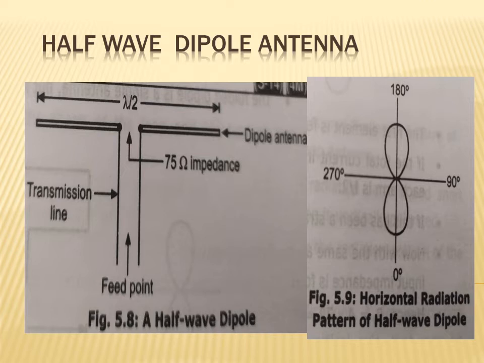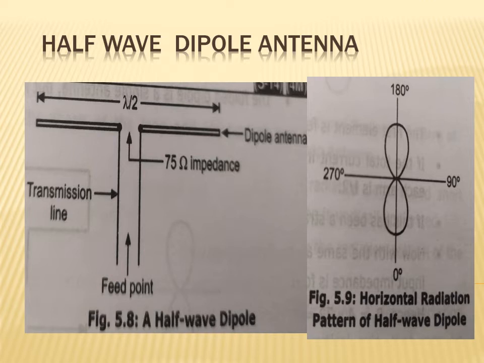Now see the explanation for this half dipole antenna. This half wave dipole antenna is a type of resonant antenna. The resonant antenna corresponds to your resonant transmission line. One of the most widely used antenna types is the half dipole antenna. The length of the half dipole antenna is lambda by 2. Why is it called a half dipole? Because its length is lambda by 2.